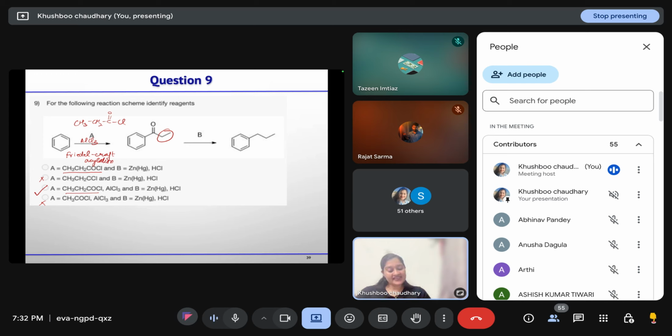And after getting this acylated product, to remove the carbonyl group, we will use zinc amalgam and HCl. That is Clemmensen reduction. So we will get this product. Okay, so the correct option is option C. Fine. Is this clear? Yes, ma'am.